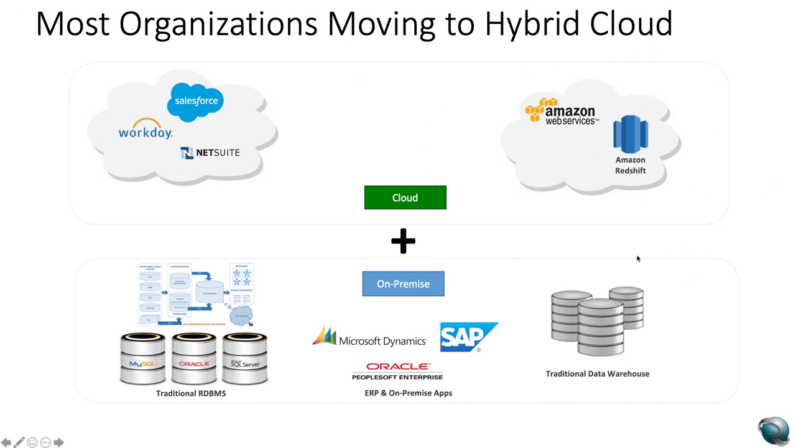On the right hand side, what you're seeing here is the data store. They are taking advantage of Amazon Redshift, which we'll talk about in detail, similar to an Oracle database environment, for an extreme data warehouse platform running on AWS.